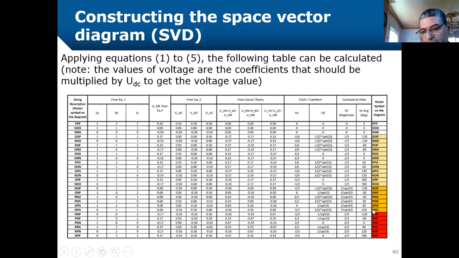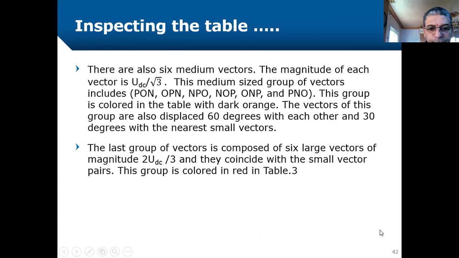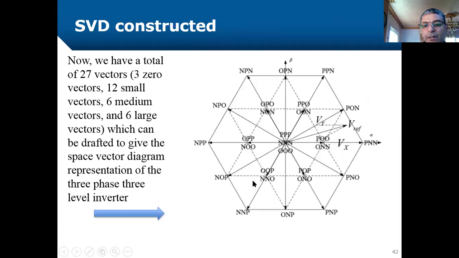And we have finally 6 other vectors, the red ones, which are the last group of vectors, composed of 6 large vectors of magnitude 2 UDC by 3, and they coincide with the small vector pairs. This group is colored in red in table 3. These are the 12 vectors, each one has a redundant one. And these are the medium vectors. And these are the large vectors, which are lined up with the small vectors.